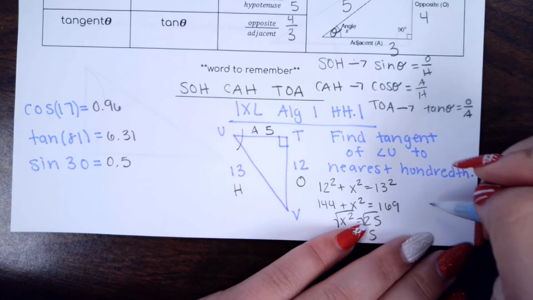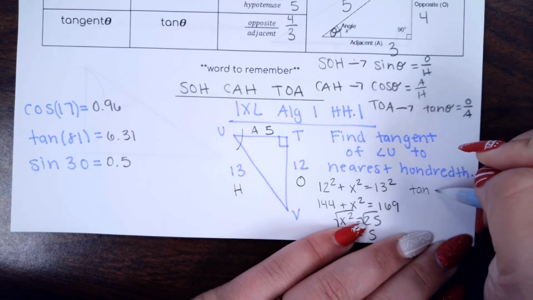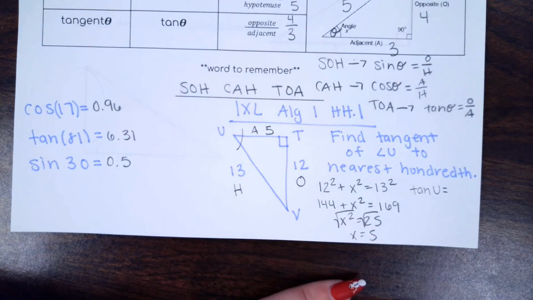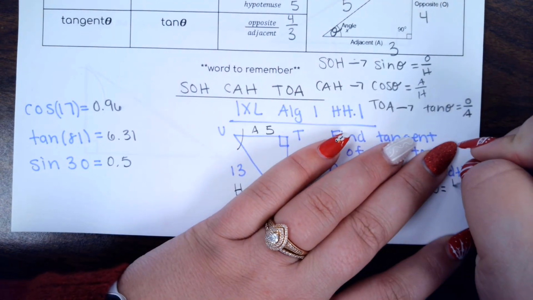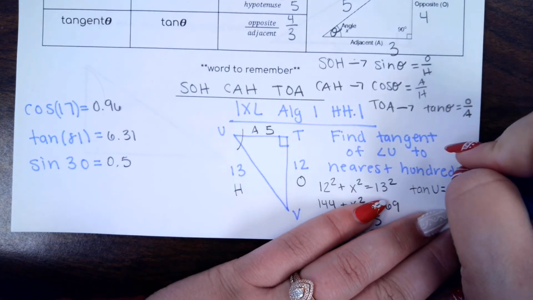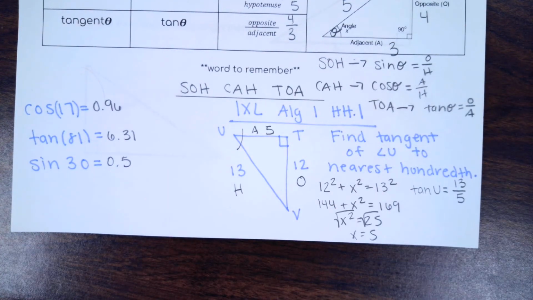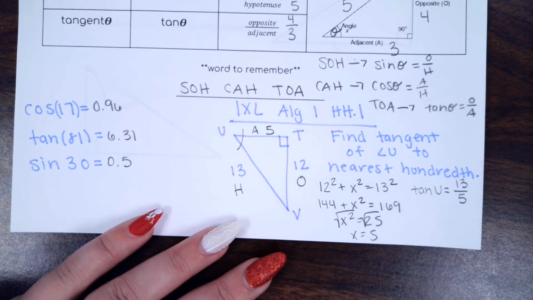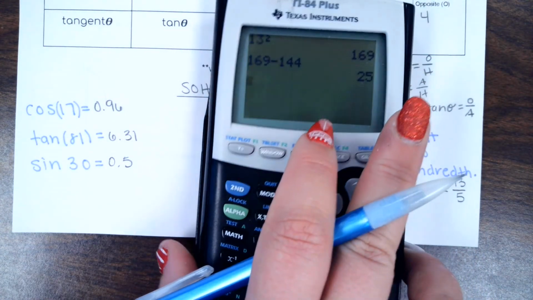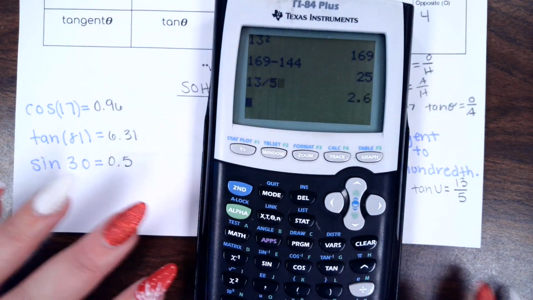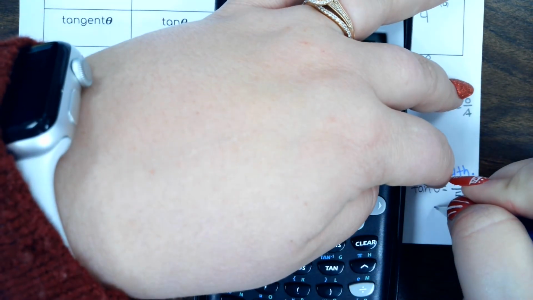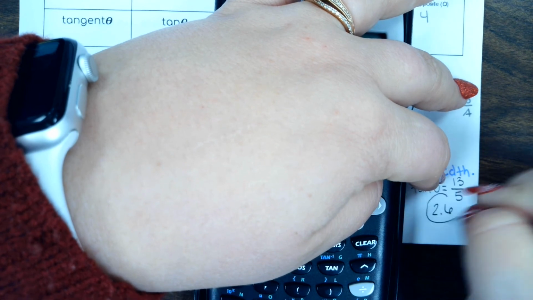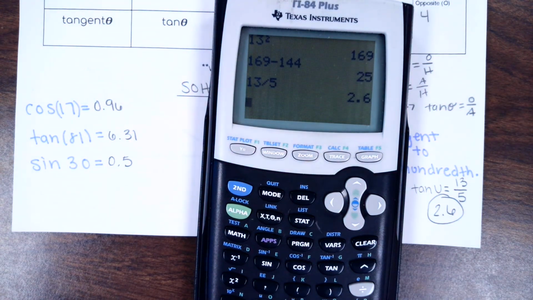So tangent of U equals opposite over adjacent. So opposite is 13. Adjacent is 5. And it says to the nearest hundredth. So we just have to turn that into a decimal. Remember, fractions just mean divide. 13 divided by 5. So your answer would be 2.6. So that's what you would put in for your final answer in an IXL.